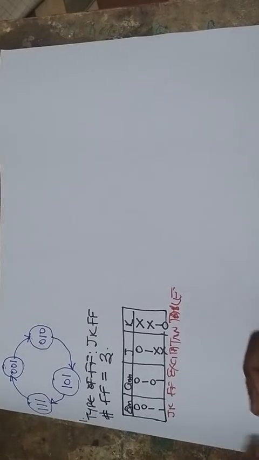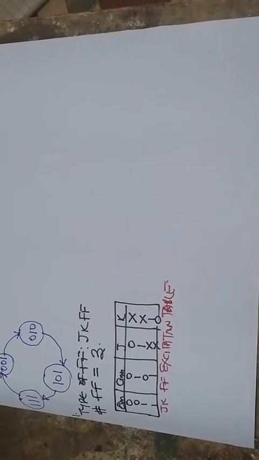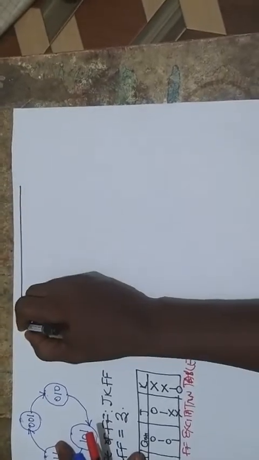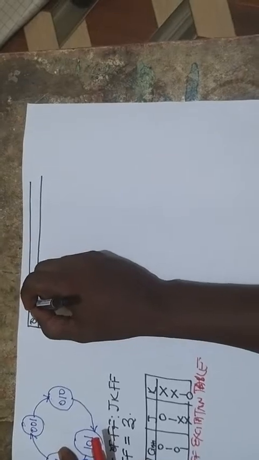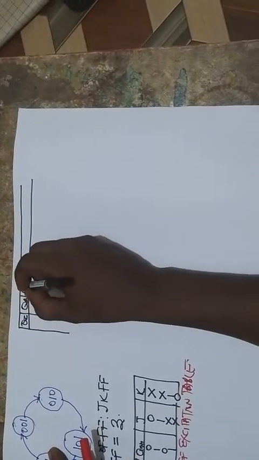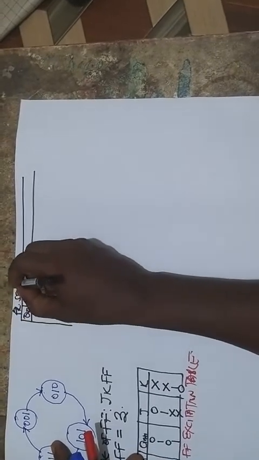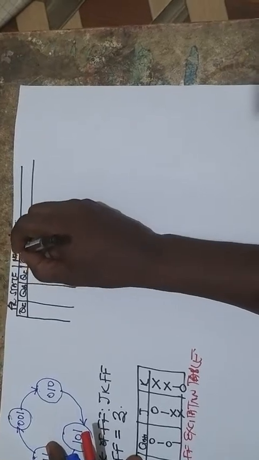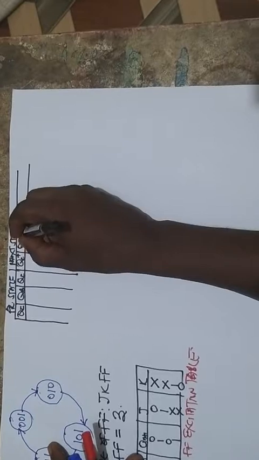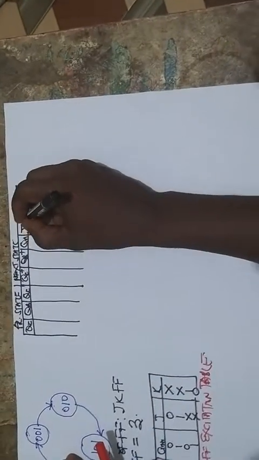From the excitation table, we are now going to come out with our circuit excitation table. So let us do our circuit excitation table. I have the present state: QC, QB, QA. Then the next state, that is going to be QC plus, QB plus, QA plus.